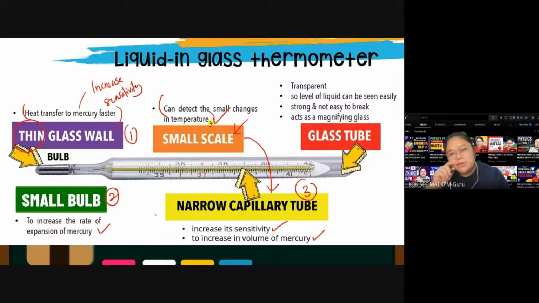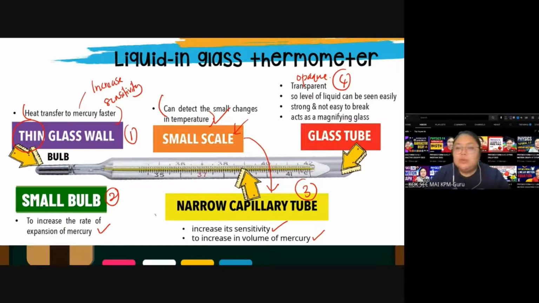Okay, and the last one is number 4, glass tube. They will ask you about transparent or opaque. Transparent means the light, when it comes in, is never reflected. That means the light can go through the liquid. So that is one of the transparent.